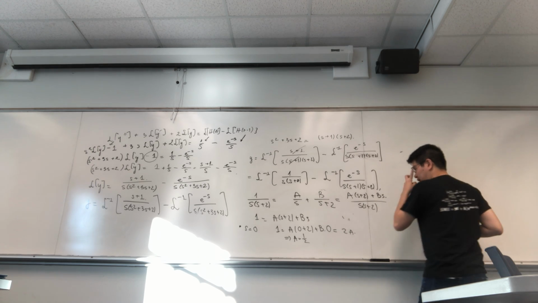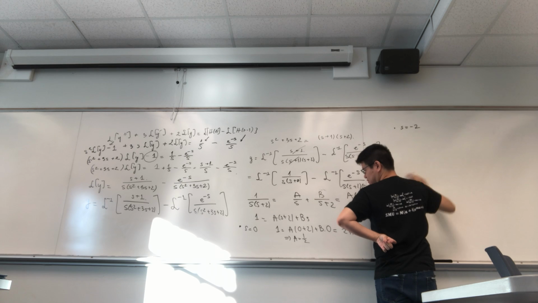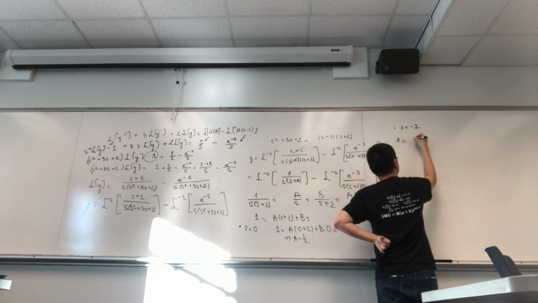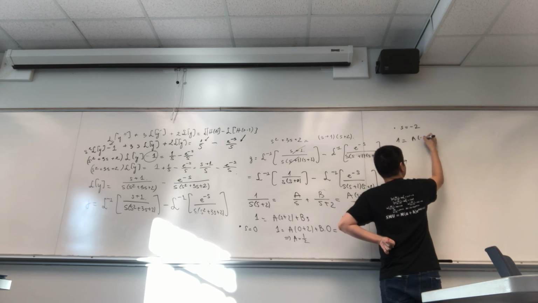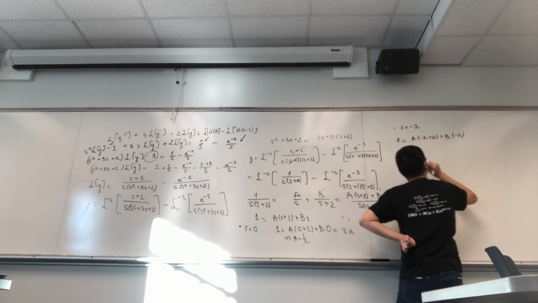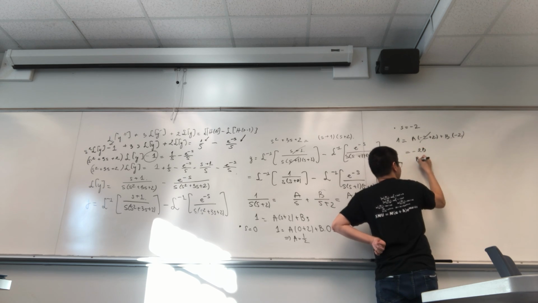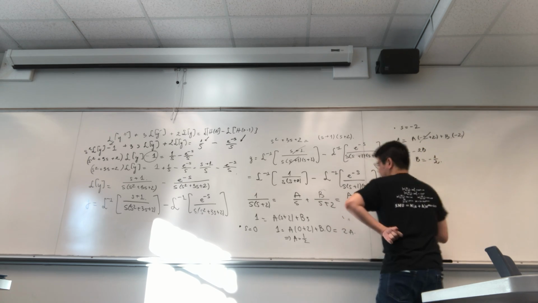Right? So now we're going to set s to be minus 2. So 1 is going to be a times minus 2 plus 2 plus b times minus 2. So this guy goes away, so you have minus 2b. So b is minus 1/2. All right?